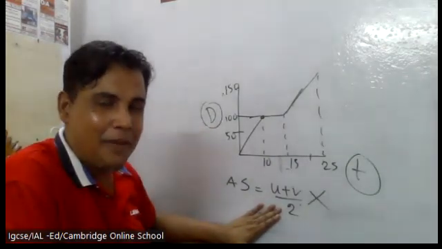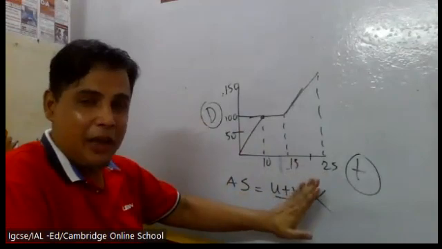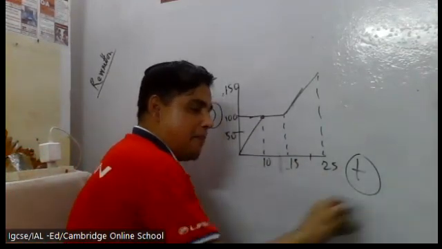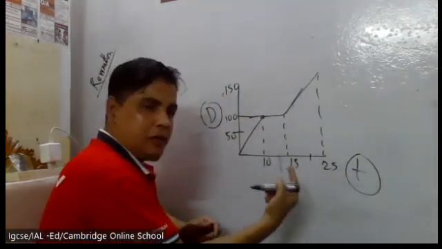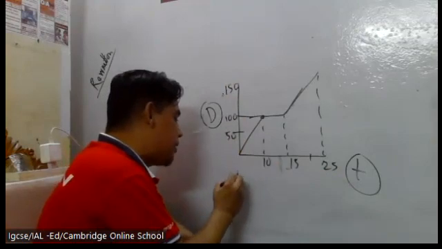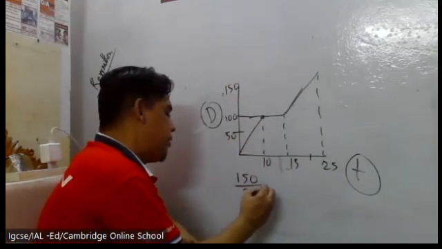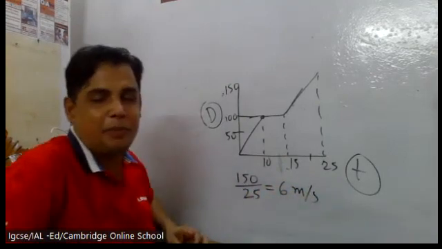Now, are you listening? I mean, when distance and time are given, this formula is not applicable. At that time, simply take the total given time, which is 25, and the total distance, which is 150. So you have to divide, and you will get 6 meters per second. This is the average speed.